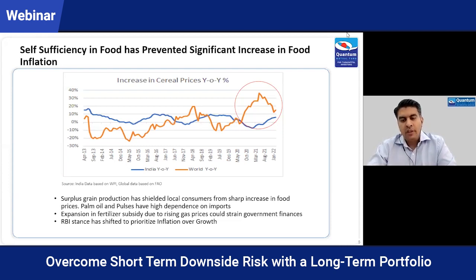Whereas for markets like the US and Europe, the food price increase has been significantly large, and that has led to more inflation. If you look at the orange line, the price of cereals on a YOY basis had gone up 20-30%. Whereas for India, it has not even gone to more than 10%. So that has helped us shield much of the inflation pressures. Having said that, oil, etc., is still a burden on our economy.